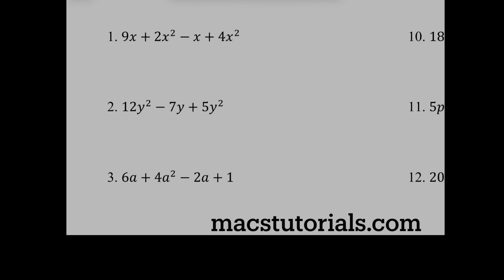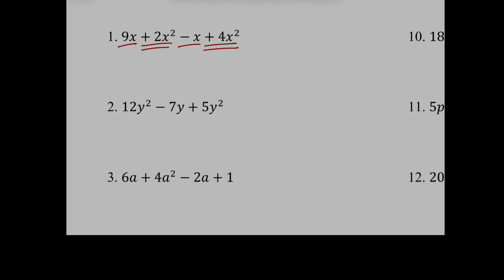Okay, let's start with this first one right here. I have an x value, I have an x squared, I have an x, and I have an x squared. I'm underlining the signs as well as the numbers. Now remember, when I do like terms, I only care about the variable or the letter and the exponent of the letter. The coefficients, like the 4, the 2, the 9, mean nothing. I'm not even paying attention to them. I'm only looking at the letters and the exponents.